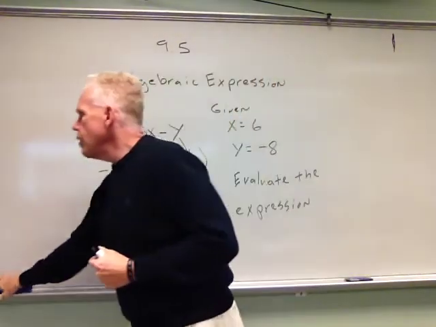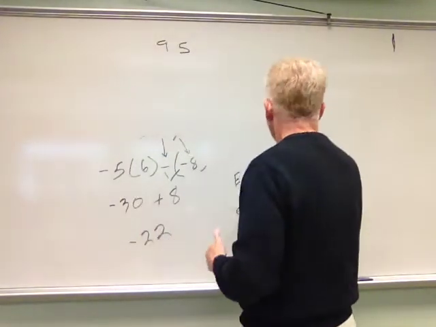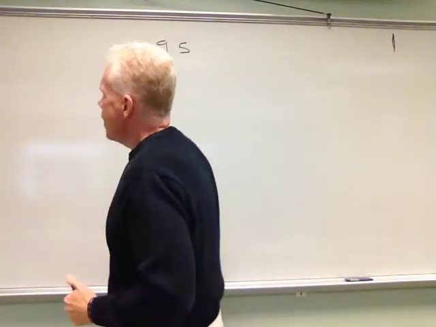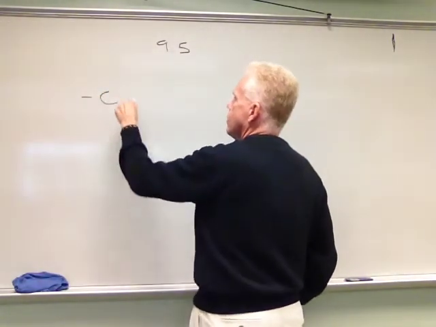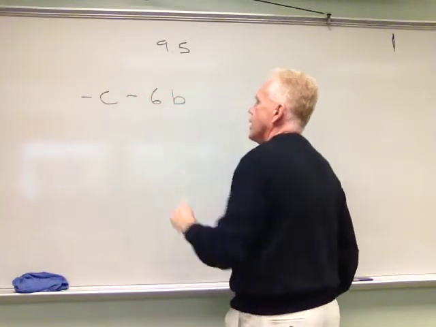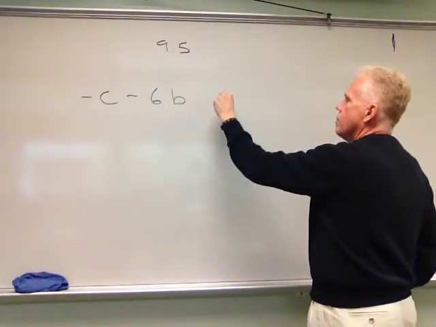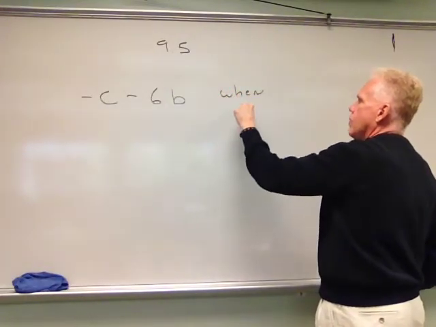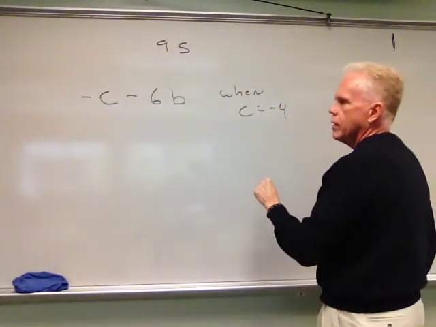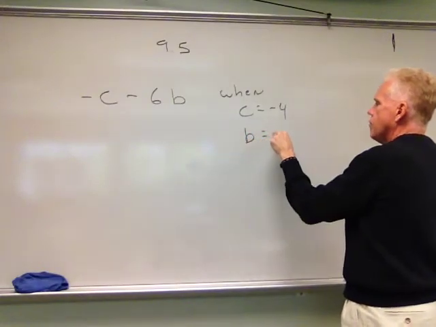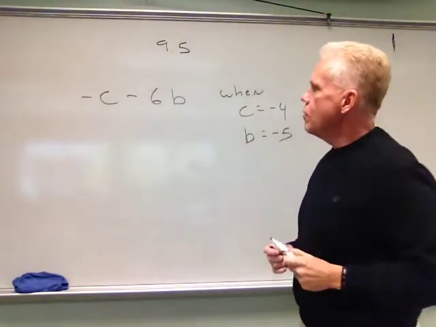Let's do another one to give you a little more sense of this and maybe a little bit more practice. This time, let's take a look at the expression -c minus 6b. Let's evaluate this when c equals, let's make c -4, and let's make b equal -5. Again, it could be anything, but we're just plugging these values in and going to evaluate this expression.